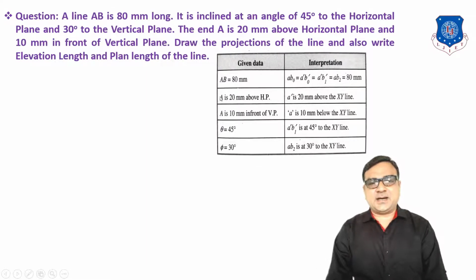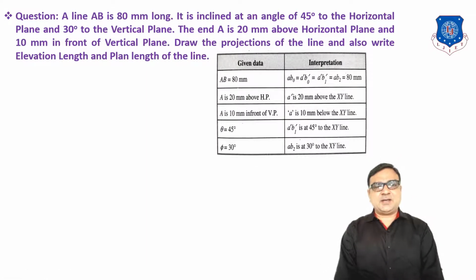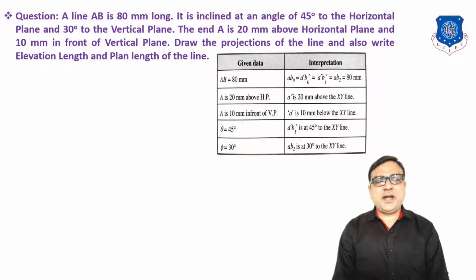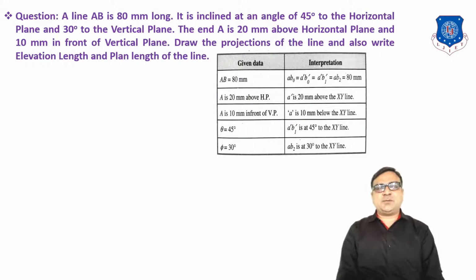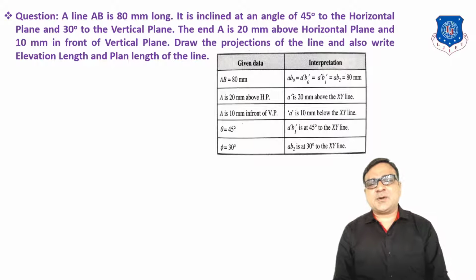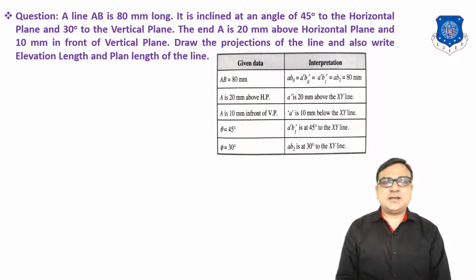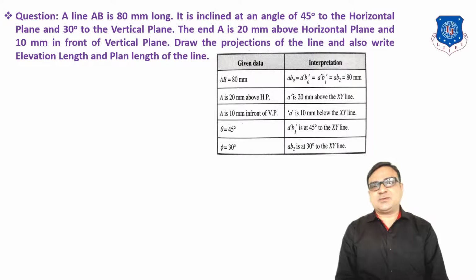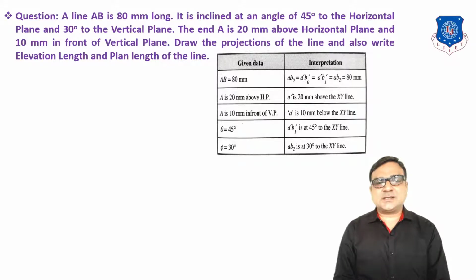So we have the given data from this question: capital AB is equal to 80 mm, which means the true length of the line is 80 mm. The location of point A is given, which is 20 mm above HP and 10 mm in front of VP, which means point A is in the first quadrant. We already know the projection of a point located in the first quadrant. Now theta is the line's inclination with the horizontal plane, which is 45 degrees, and the line's inclination with the vertical plane is phi, which is 30 degrees.